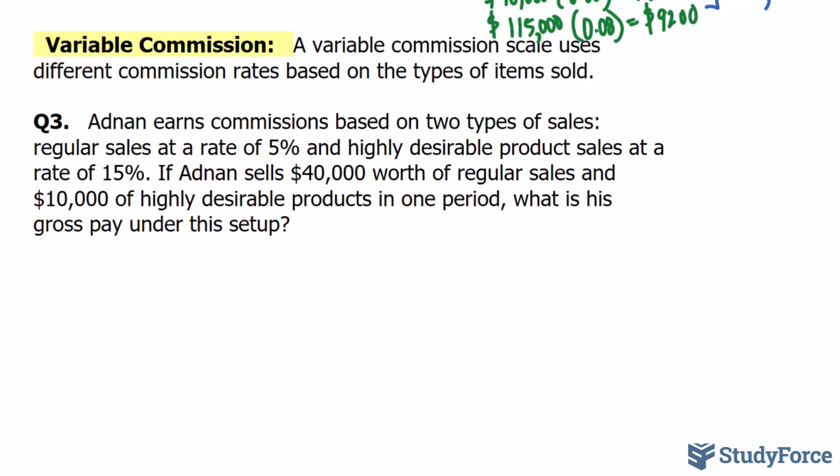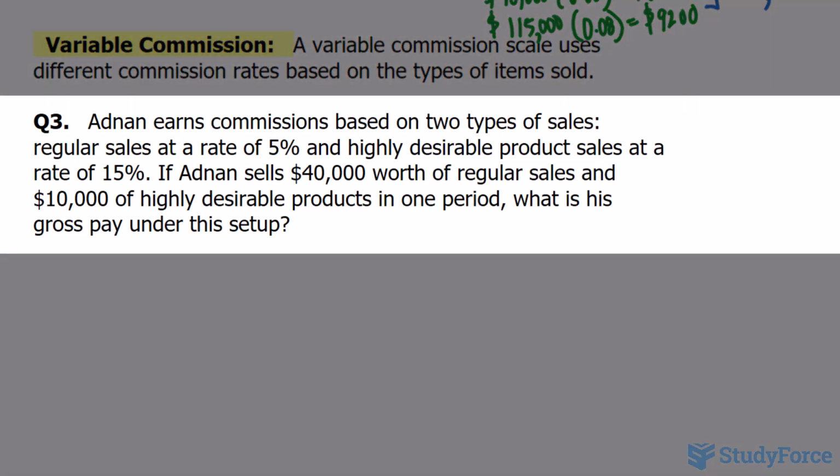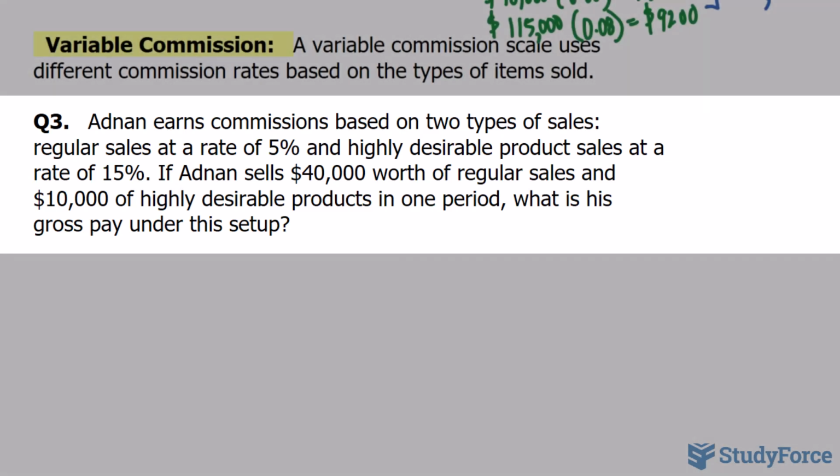A variable commission scale uses different commission rates based on the types of items sold. So in this question, we have Adnan, who earns commission based on two types of sales: regular sales at a rate of 5% and highly desirable product sales at a rate of 15%. If Adnan sells 40,000 worth of regular sales and 10,000 of highly desirable products in one period, what is his gross pay under this setup?